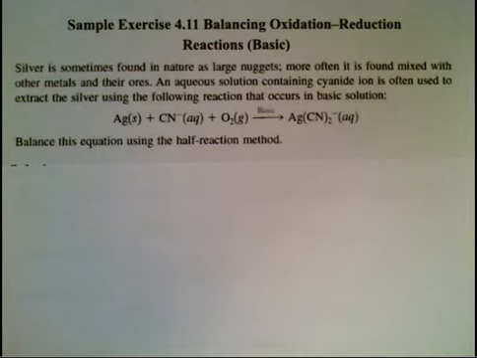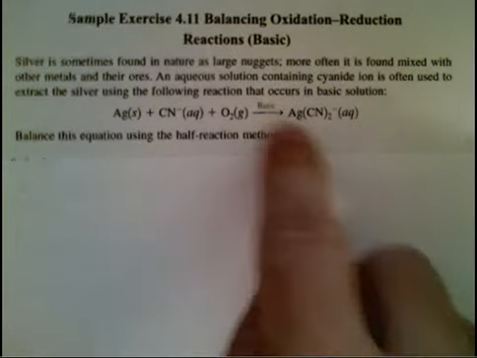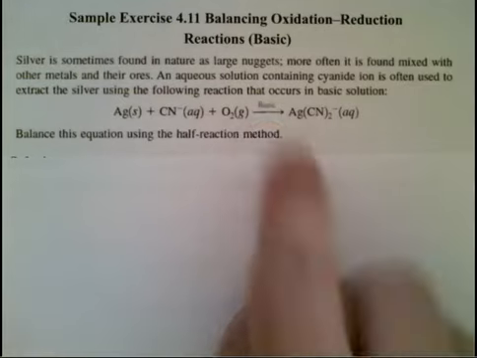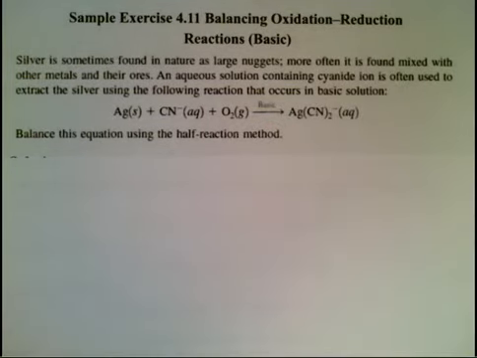An aqueous solution containing cyanide ions is often used to extract silver from the following reaction that occurs in basic solution. We have solid silver plus the cyanide ion plus oxygen gas in a basic solution. Again, that's why the word basic is written above the arrow. They react to form silver cyanide with a -1 charge in the aqueous state. Balance this equation using the half-reaction method.